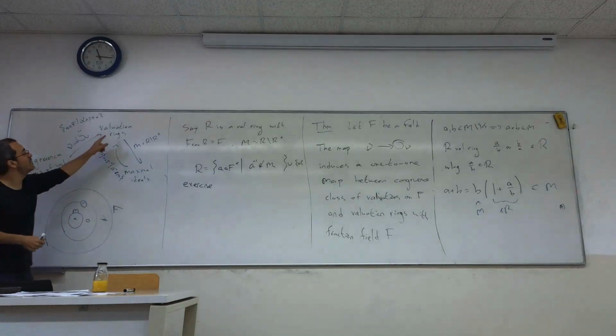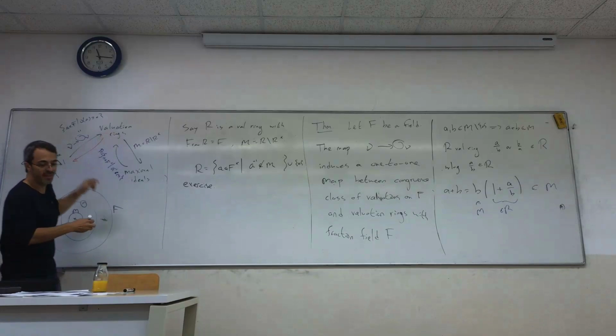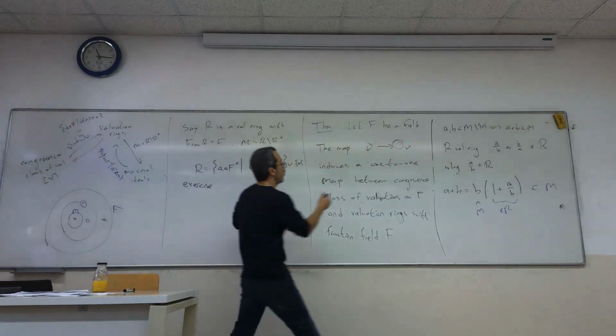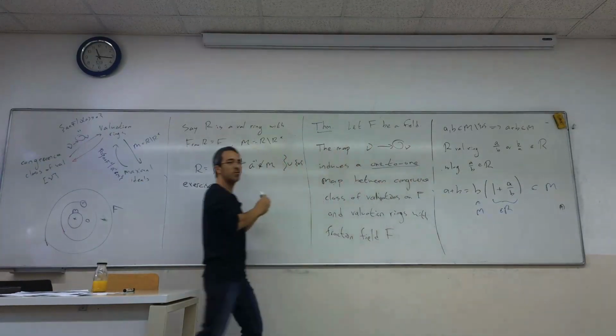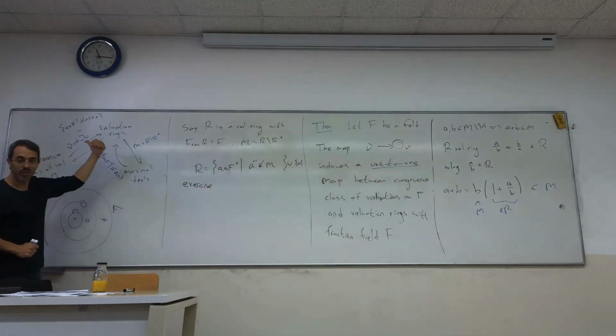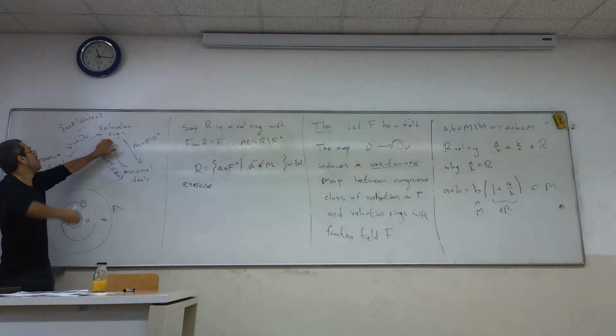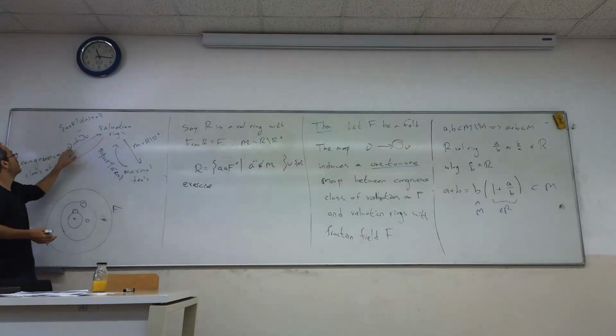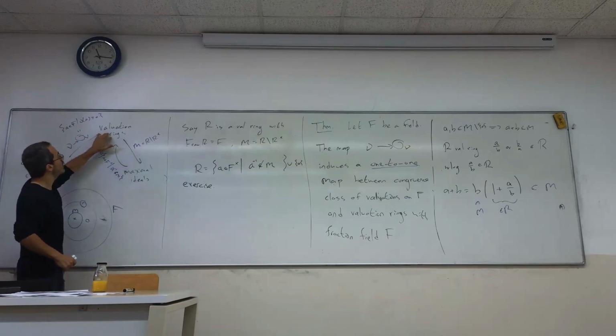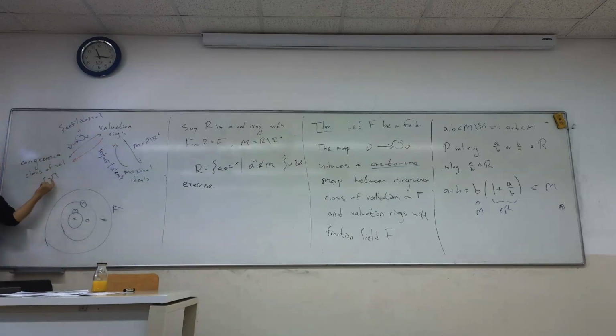The interesting part is that this arrow I'm saying here is a one-to-one map. So namely, you can invert. Given a valuation ring, where you don't know what the valuation or congruence class of valuation that led to it, if you start from every valuation ring, you can get it back up to an equivalence.